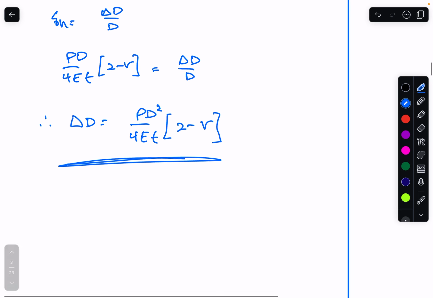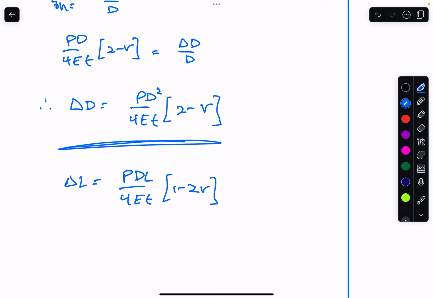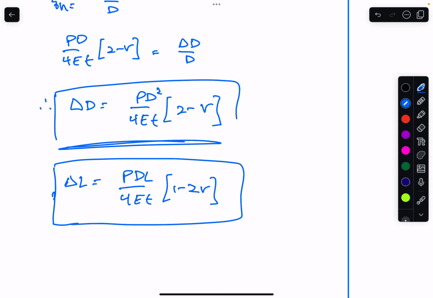Right, so we can also show that the change in length... right, so these are our two terms associated with the change in the dimension of the pressure vessel.